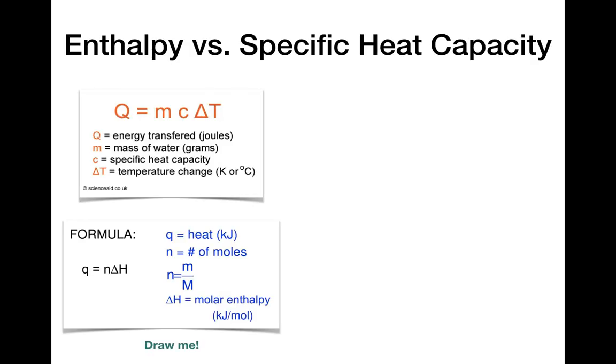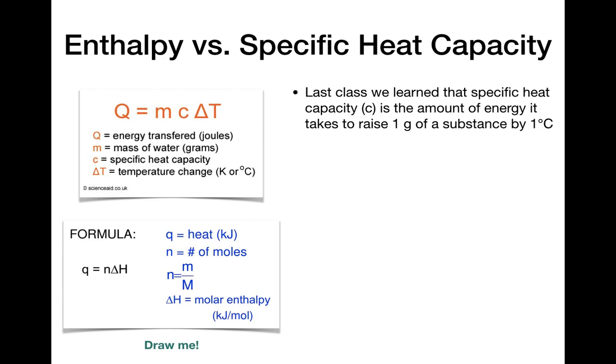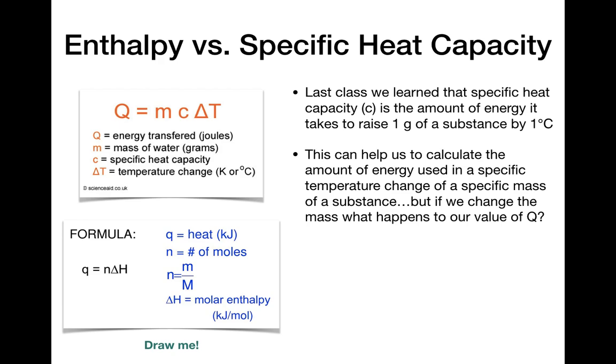Okay, so let's talk about specific heat capacity. Last class we talked about this, and we learned that it's the amount of energy it takes to raise 1 gram of a substance by 1 degree Celsius. So this can be pretty useful information. It can help us know how much energy is used to make a specific temperature change of a certain substance.